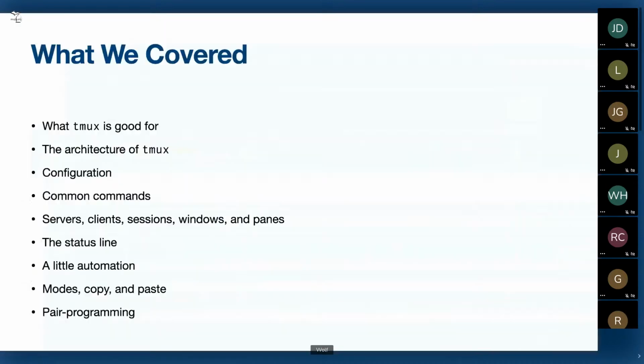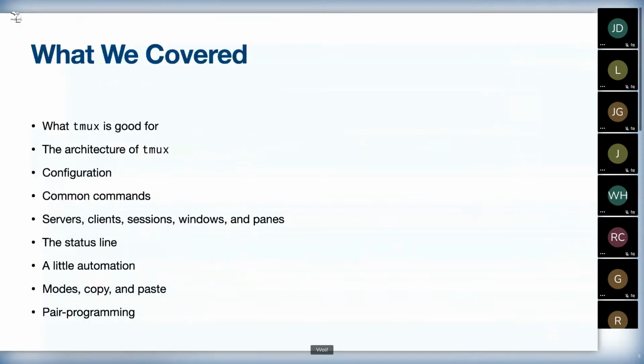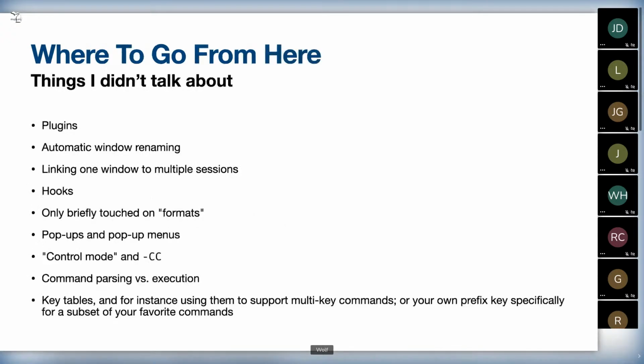So here's what we covered. What tmux is good for, the architecture of tmux, some configuration stuff, the most important commands, the big pieces, playing with the status line, a little bit about automation, modes, and we did pair programming. There's a lot of stuff I didn't talk about.